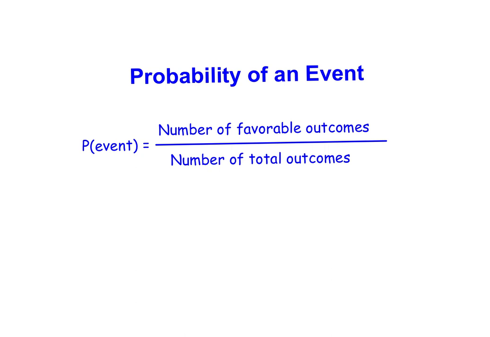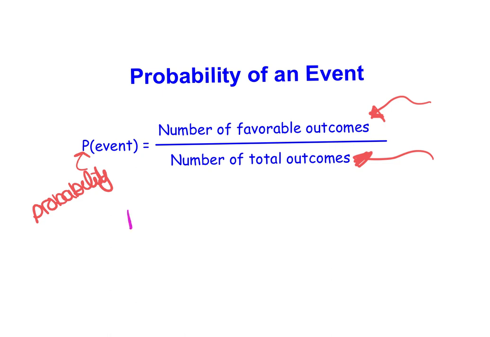So we're going to use the equation below to calculate the probability of an event. The P here stands for probability. And when we have an event, that's whatever we're trying to calculate the probability for. Now, the equation for this is created by taking the number of favorable outcomes in the numerator and the number of total outcomes in the denominator.